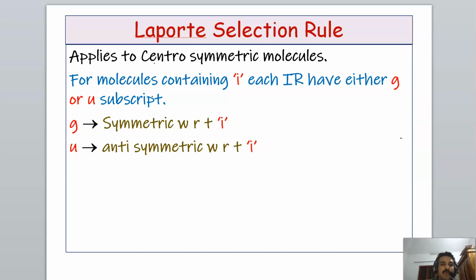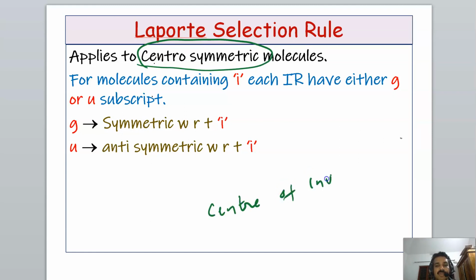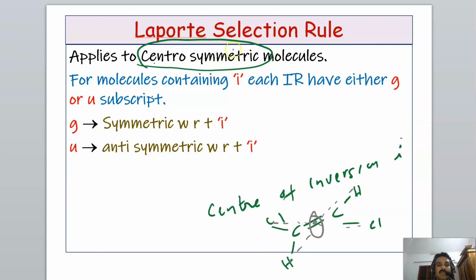The Laporte selection rule is applicable only for centrosymmetric molecules, that is, molecules having a center of inversion, i. For example, molecules like trans-1,2-dichloroethene, and we know that these molecules have a center of symmetry. We can draw a line from this chlorine and extend it to the other chlorine. It has a center of symmetry. Similarly, from this hydrogen to this hydrogen. Only for this type of molecule is the Laporte selection rule applicable.